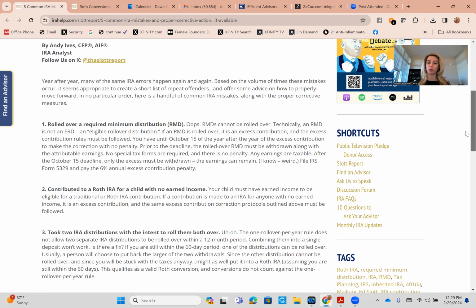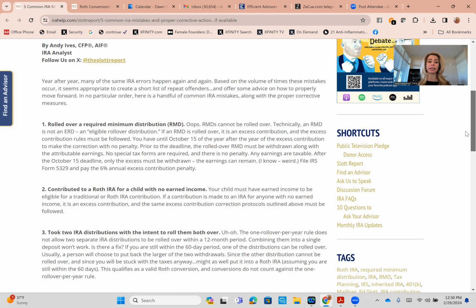There are no special tax forms that you have to fill out, and there's no penalty. Any earnings are taxable. After that October 15th deadline, only the excess must be withdrawn and the earnings can remain. What you'd have to do is file IRS Form 5329 and pay that 6% annual excess contribution penalty.